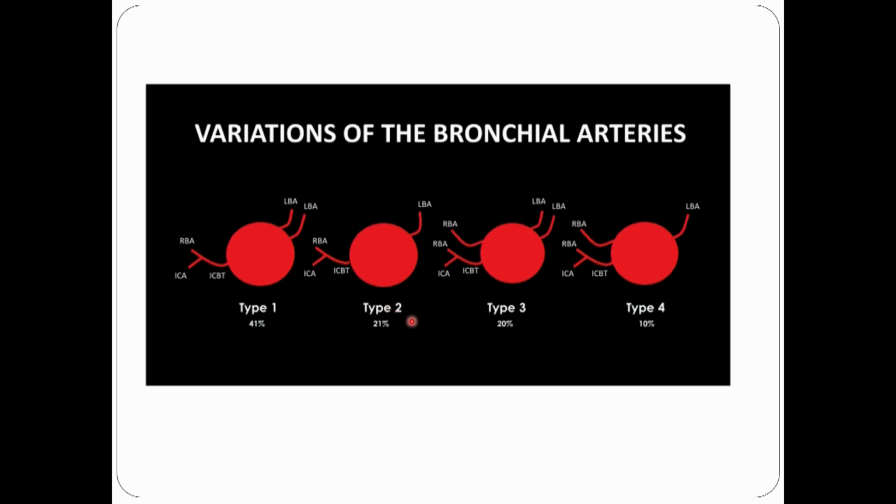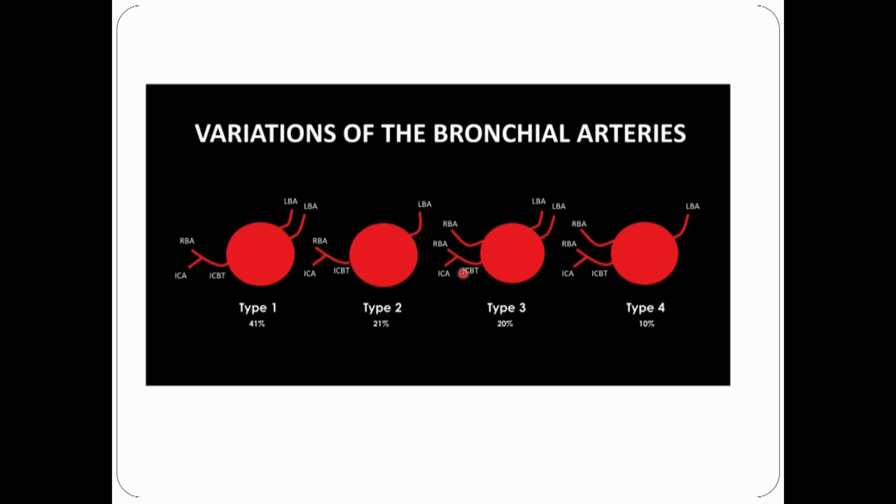Type 2, accounting for 21%, there is only a single left bronchial artery on left side, and right is originating from the ICBT trunk. Type 3, accounting for 20% of the cases, wherein there are paired bronchial arteries on either side.